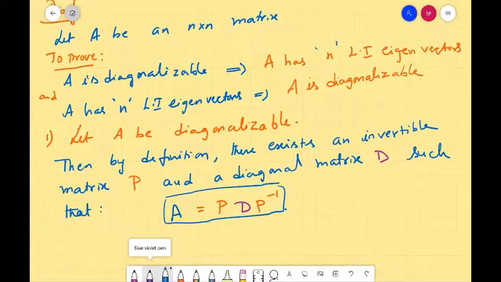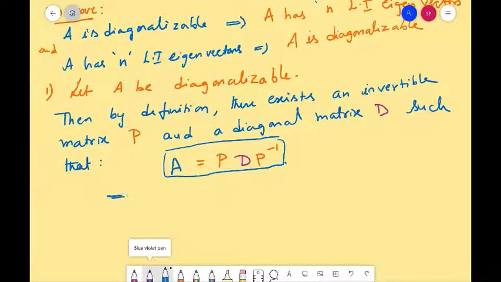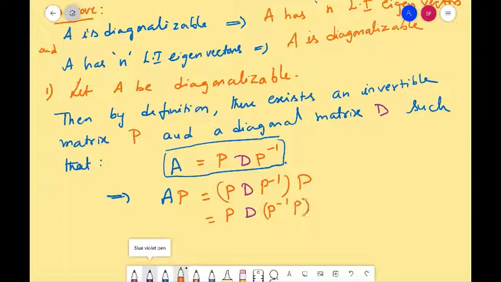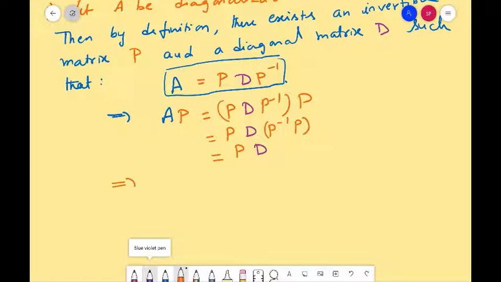Multiply both sides with P on the right: A into P is equal to P D P inverse into P, which is equal to P D, since P inverse P is the identity. That implies we have the equation A into P is equal to P into D. Let us take it as equation 1.